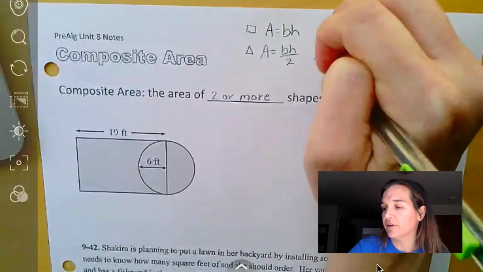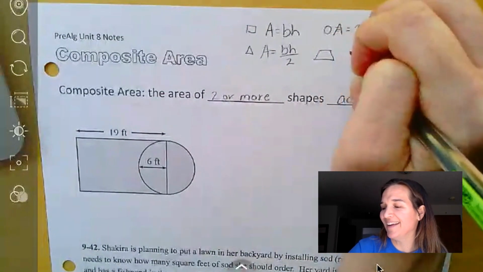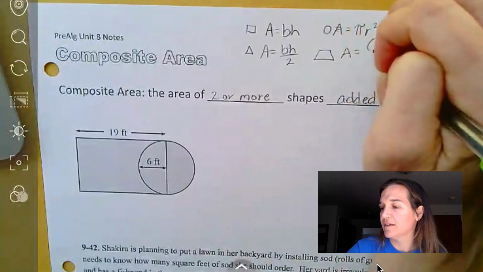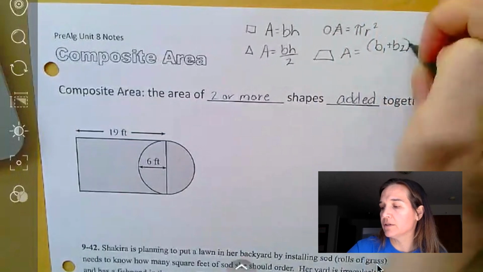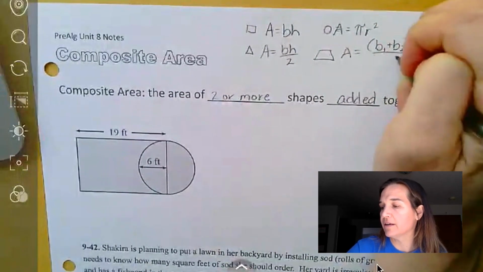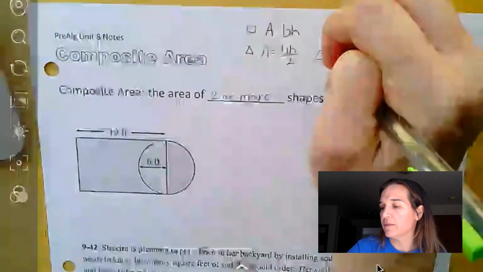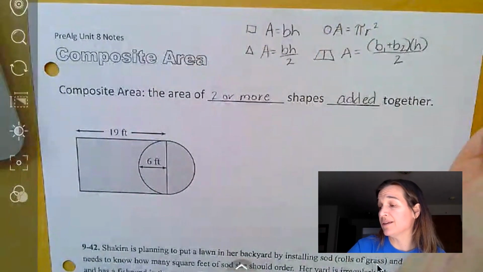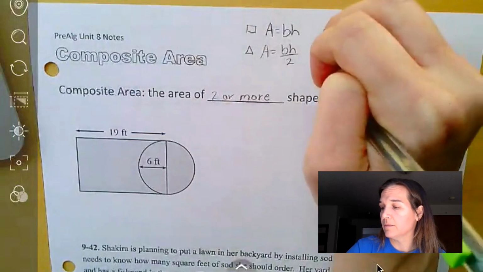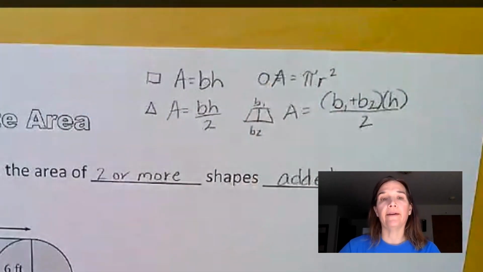And then the ever fun trapezoid, the area is base 1 plus base 2 times the height divided by 2, where the height is perpendicular to or has a right angle to the base 1 and base 2. All right, there they are.